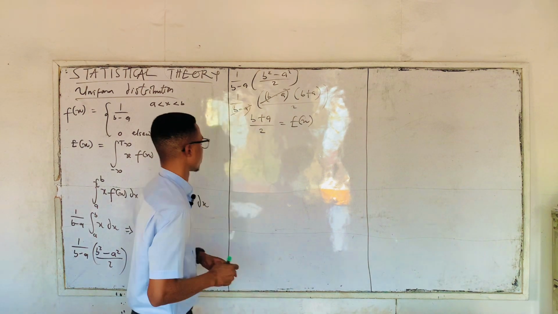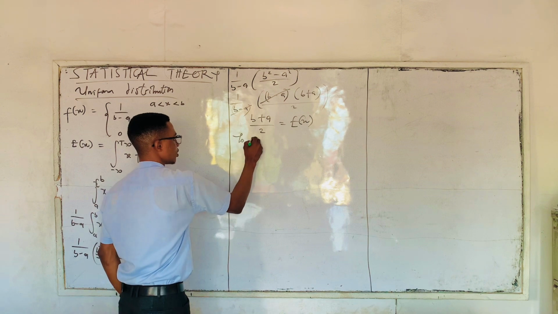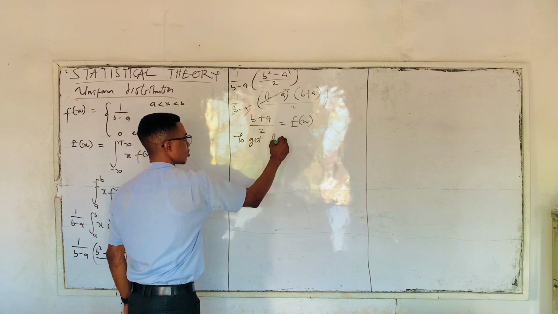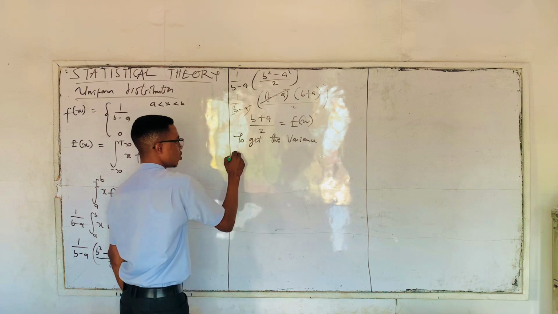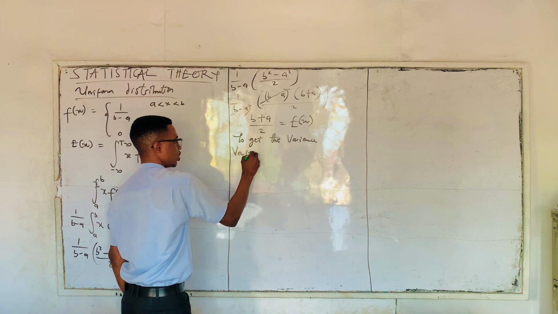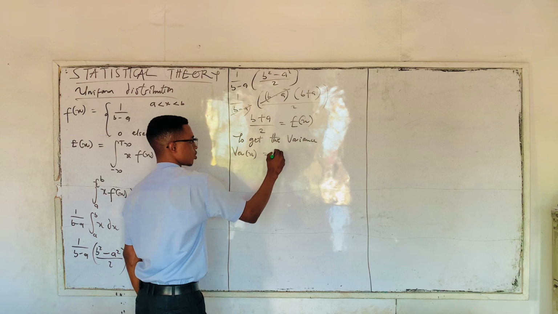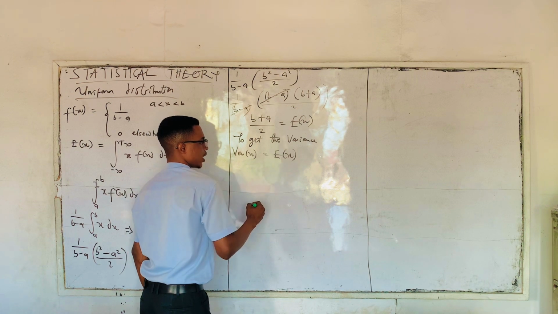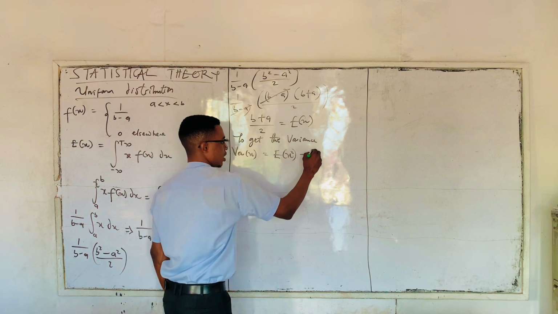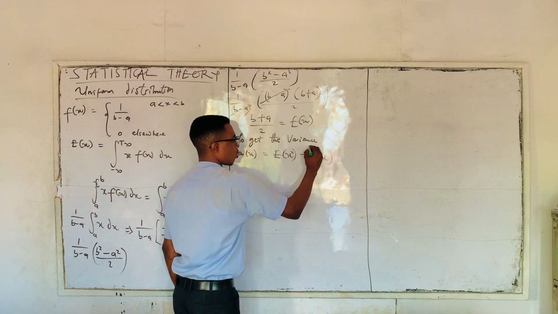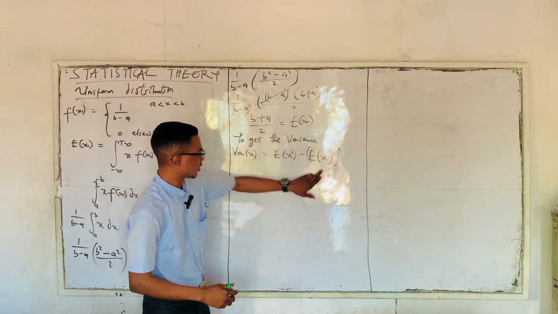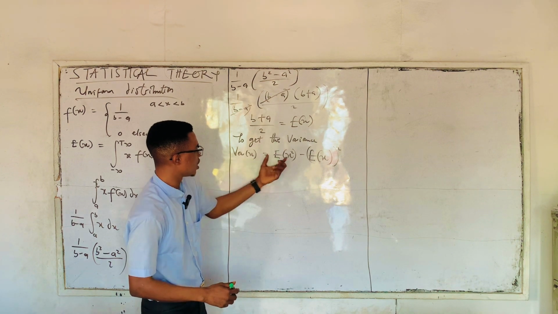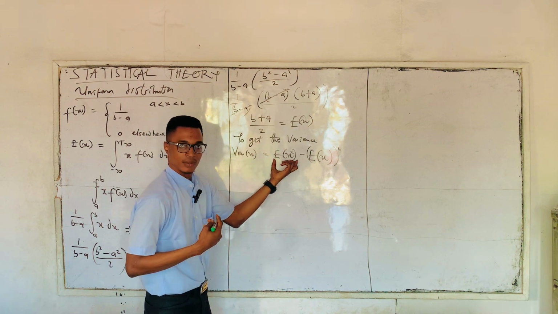So let's get the variance. To get the variance, we know that var(x), which happens to be the variance, is equal to the expected value of x squared minus the expected value of x, all squared. Already we've gotten this to be this. Now we need to get this.